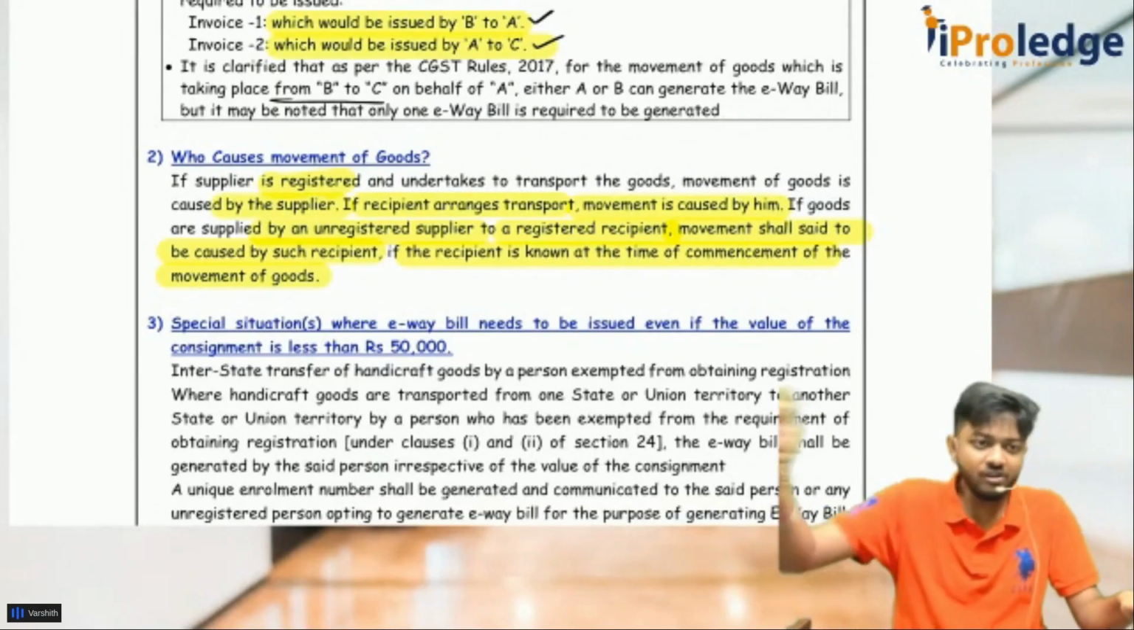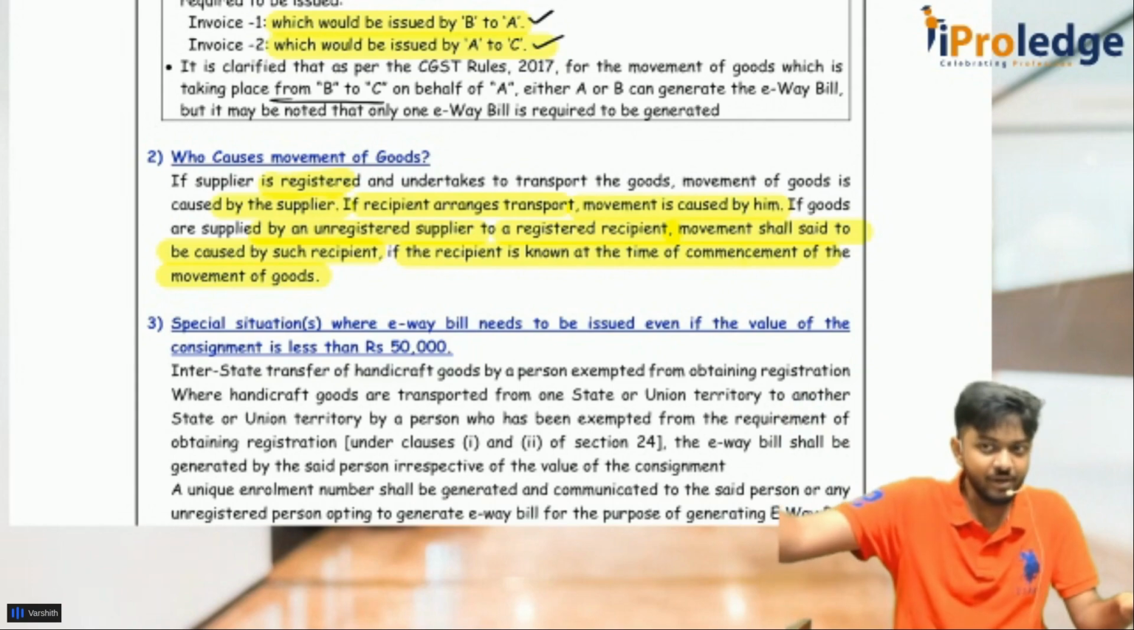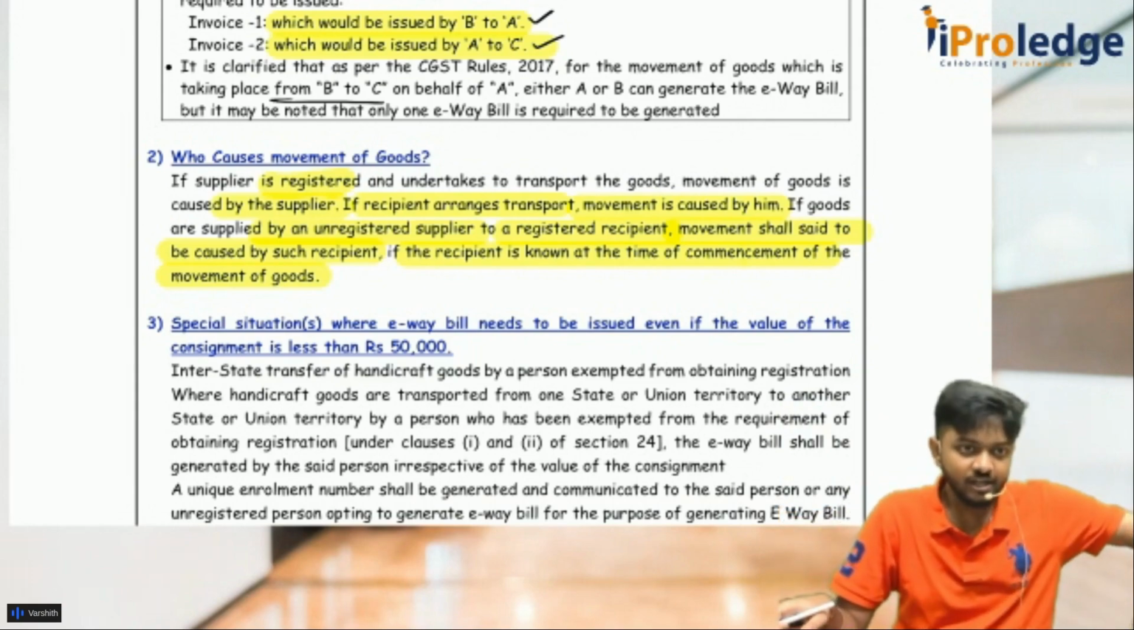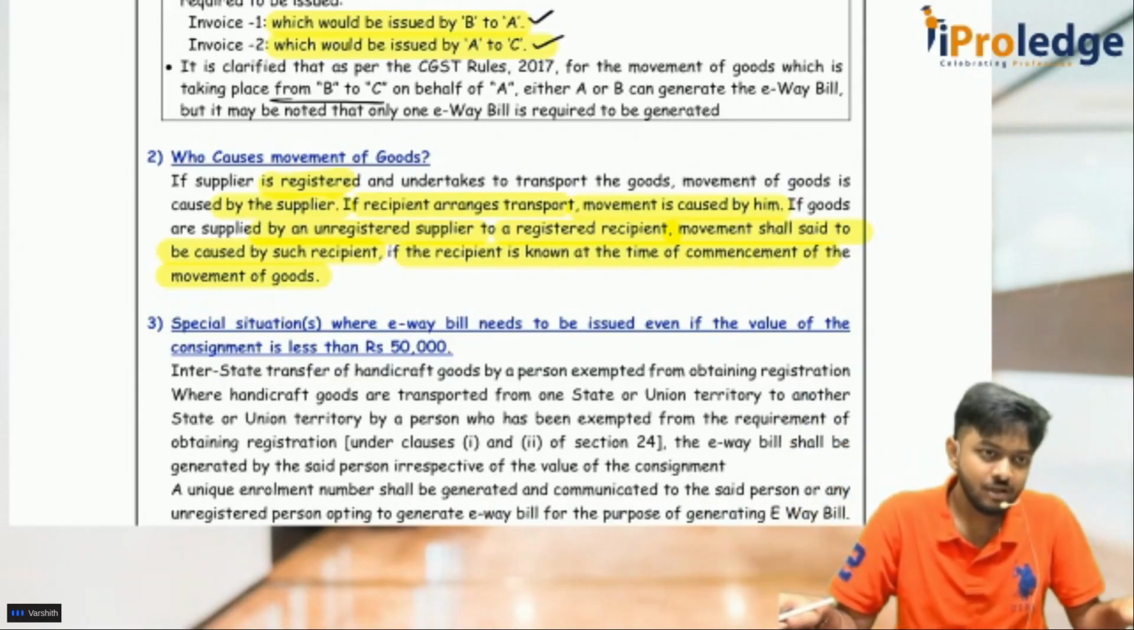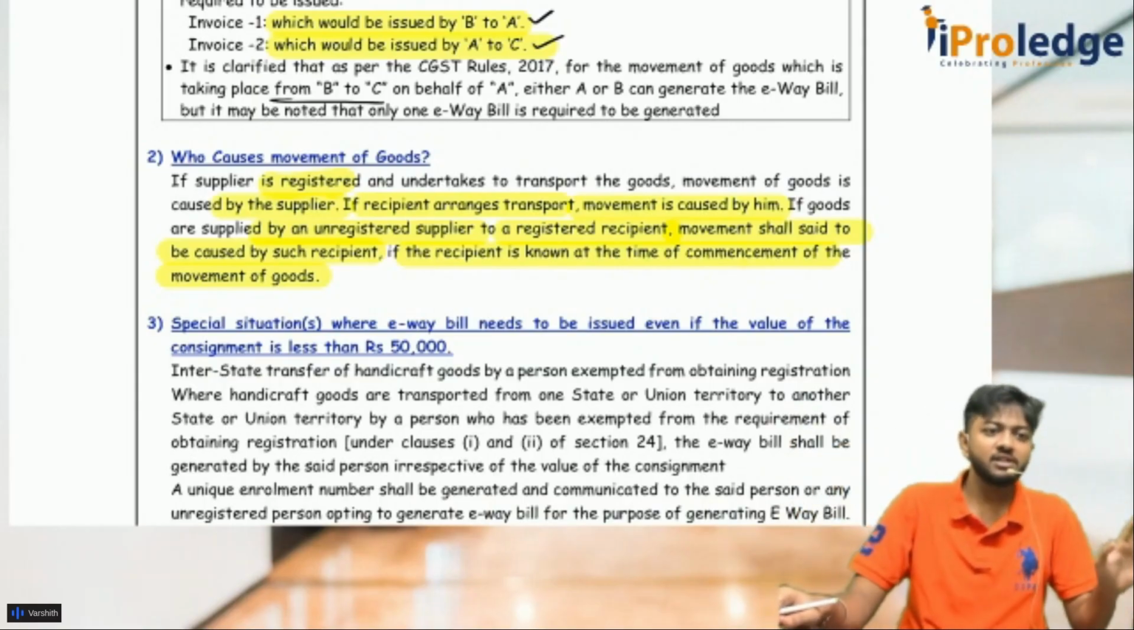So government gave this responsibility to the registered recipient if the supplier is unregistered. But anyone can raise an e-way bill. You and me also can raise an e-way bill. Okay, no problem. Still a compliance.